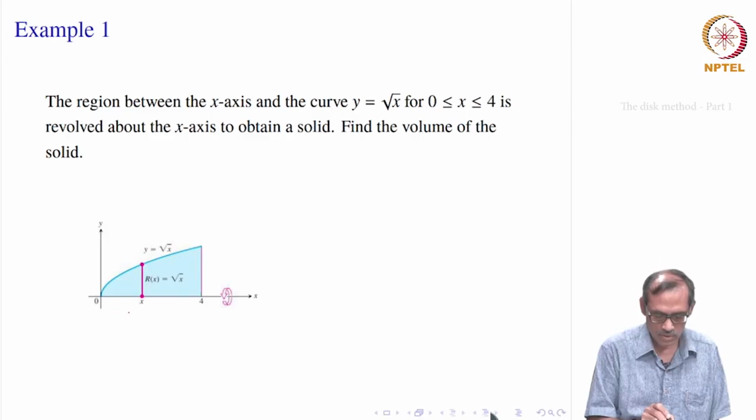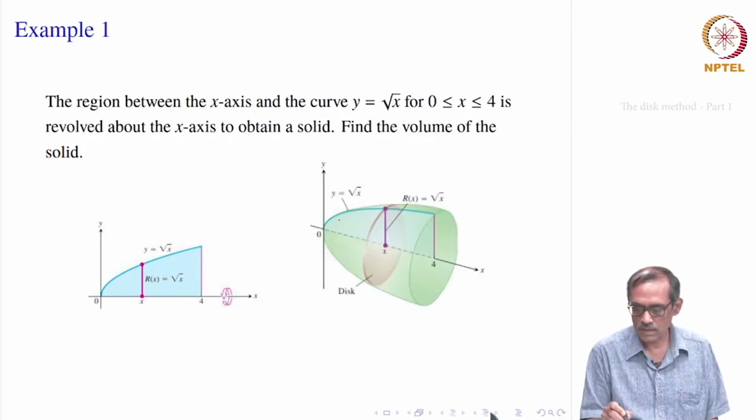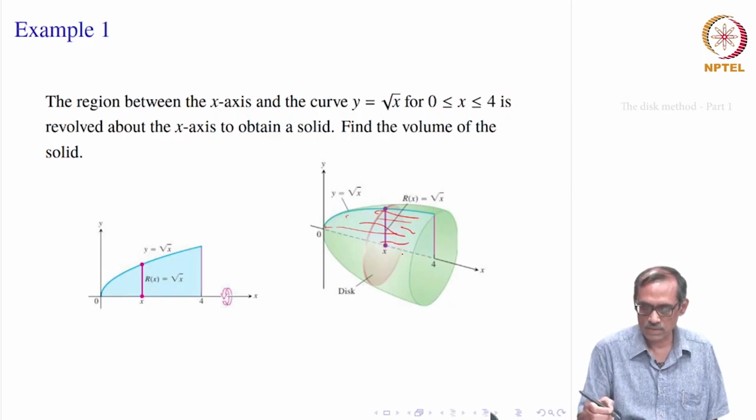So, this is how it looks. You have y equal to square root of x, which is the blue one here, and then any x lies between 0 and 4. So, you get some solid here. That solid is obtained by revolving this region about the x axis. This is the region, and that region is revolved around the x axis to get this particular solid.